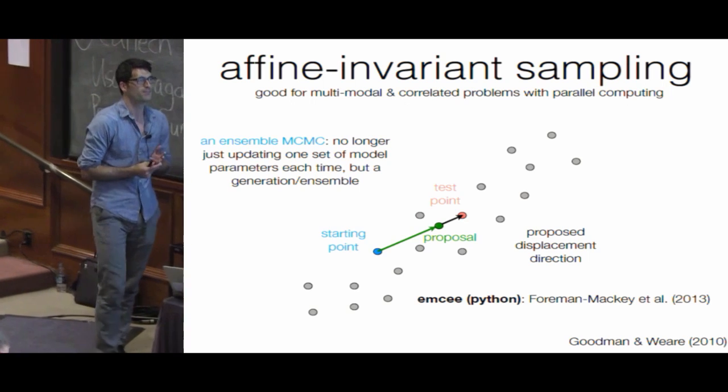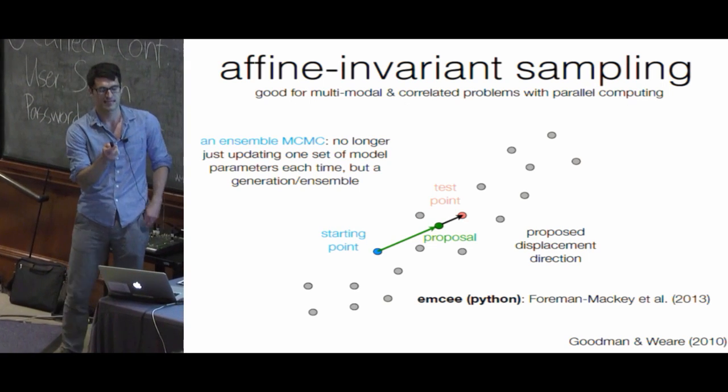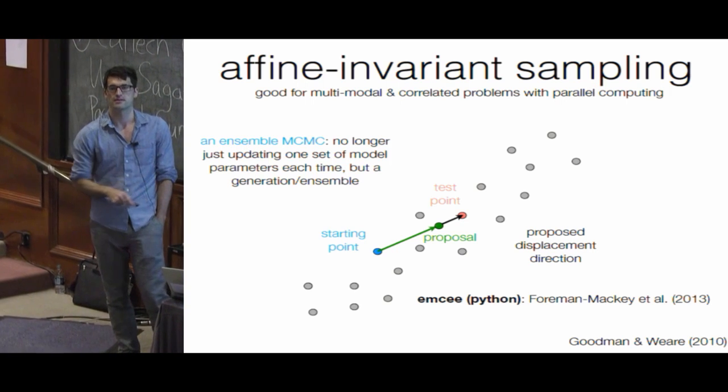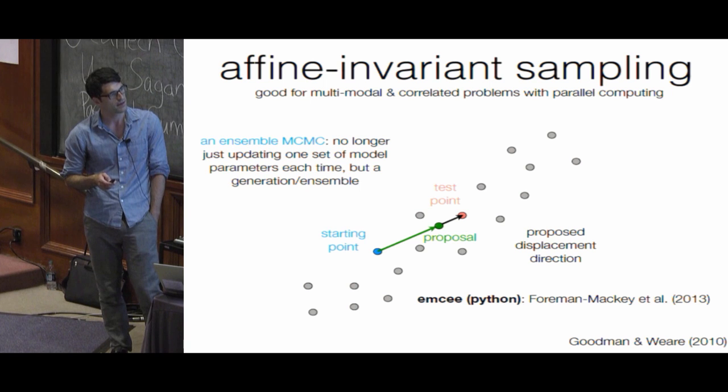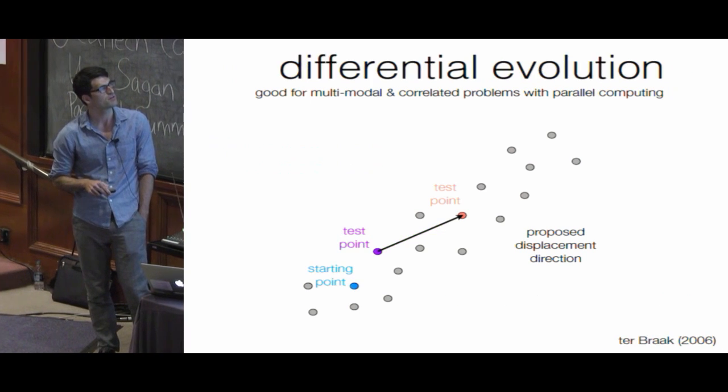It's also far fewer free parameters. You only have to choose basically the scale size at which you're doing these jumps. So that's extremely popular. emcee, it's in Python. I'm sure many of you might already be using that.